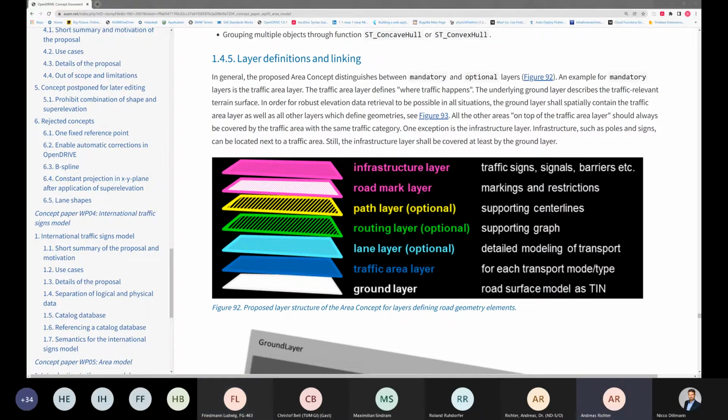These are definitely topics that should be covered in the concept project we are talking about here. The area concept itself started also to think about how to tackle some of these basic issues, for example, how to define a suitable ground layer. For example, here it's stated tin. It could be something different.